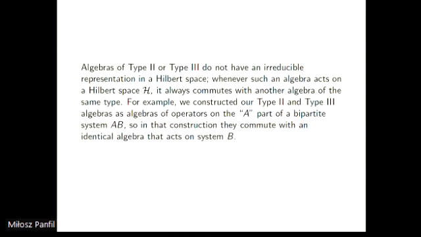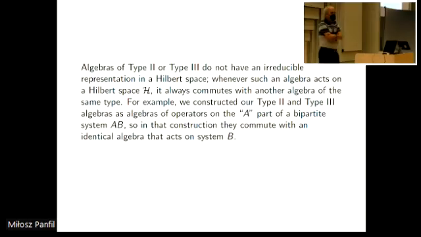Algebras of type 2 or type 3 don't have an irreducible representation in a Hilbert space. Whenever such an algebra acts on a Hilbert space, it always commutes with another algebra that's also of the same type, type 2 or type 3. For example, we constructed our type 2 and type 3 algebras as algebras of operators on the A part of a bipartite system, AB. So in that construction, they commute with an identical algebra that acts on system B.